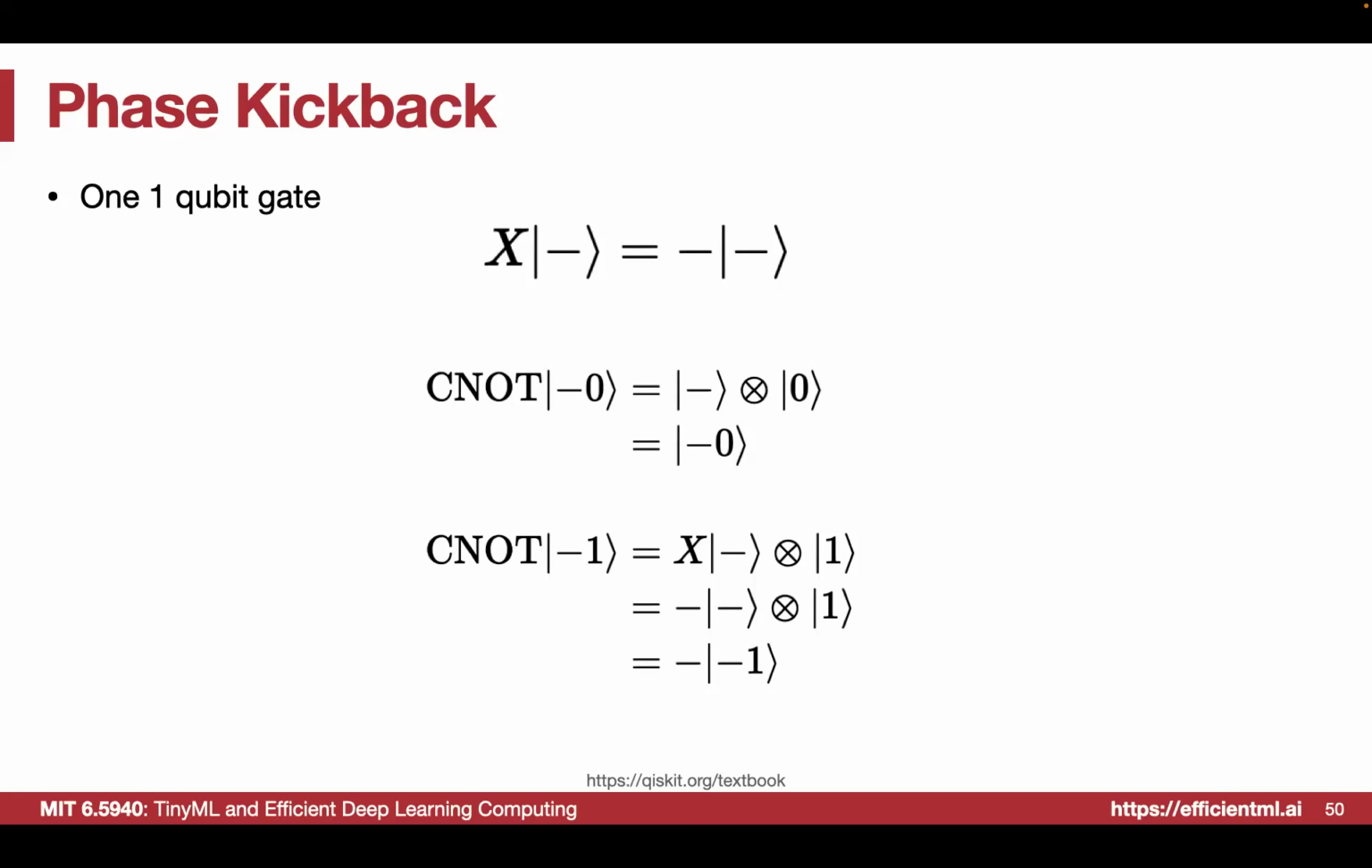Okay, so another important phenomenon is called phase kickback. Say we have a one-qubit gate X here, right? If we apply this X gate to the minus state, we obtain the minus of the minus state, right? And if we apply CX to the minus 0 state, we obtain the minus 0 state, right? So that's also the case for CX on the minus 1 state. We can obtain the minus 1 state, right?